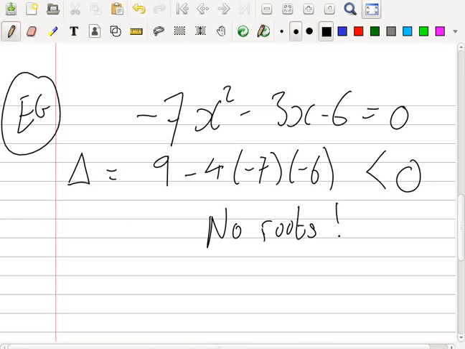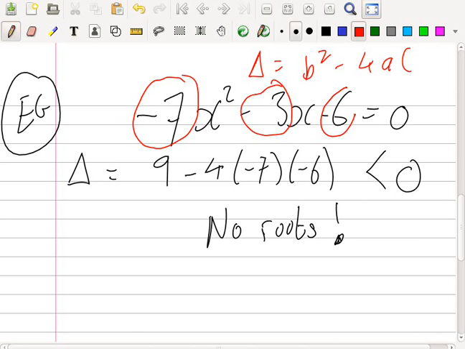So we just write no roots, yeah. I'm not asking you to find the answer. I'm just asking you to tell me how many answers it has, how many solutions it has. So this one here has no solutions. You cannot find a real x to make this 0. And again, the formula is delta equals b squared minus 4ac. There's the a, there's the b, there's the c.